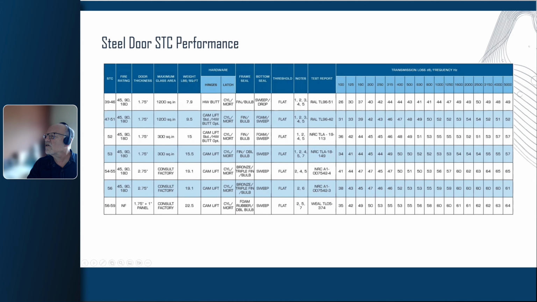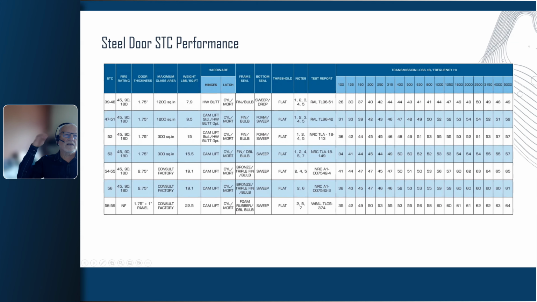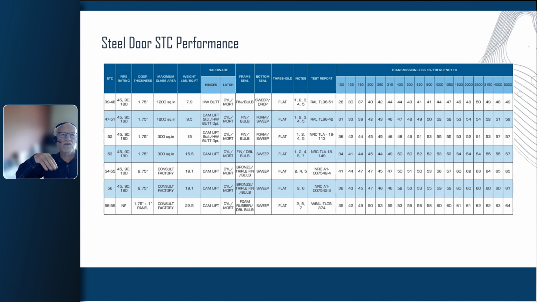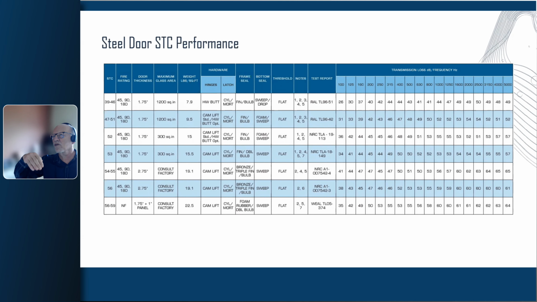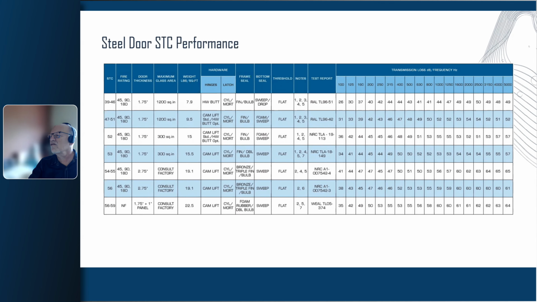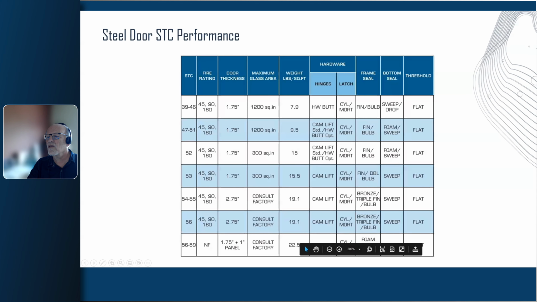And this is the range of transmission loss. Remember that sheet that I showed 15, 20 minutes ago that showed the STC 56 with the line going up and down. This is the same information, but just on a numbers basis. And I'm going to show you the same thing with wood.